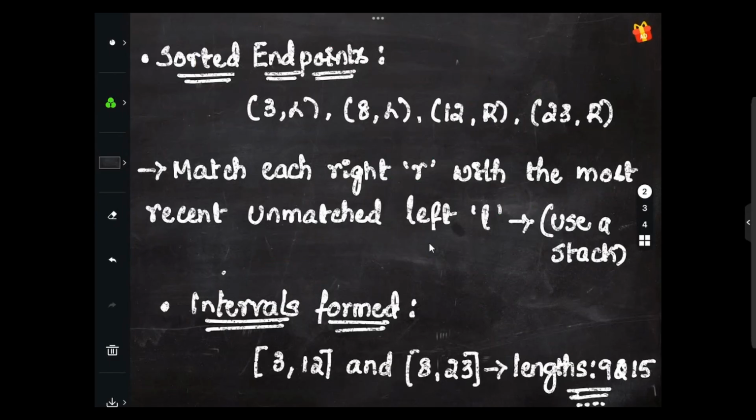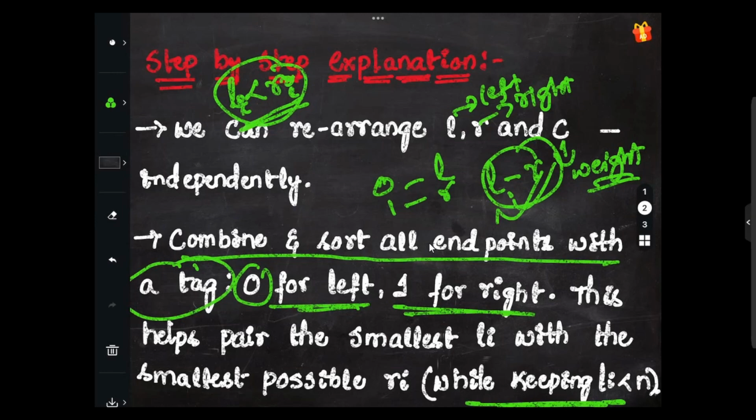After sorting, here see 3, 8, 12, 23 we have. So we'll be sorting this in ascending order, right?